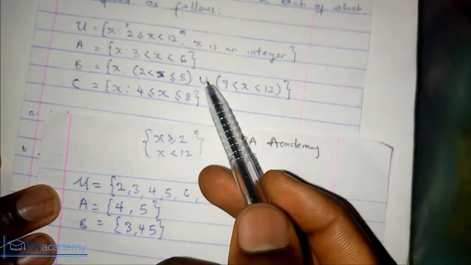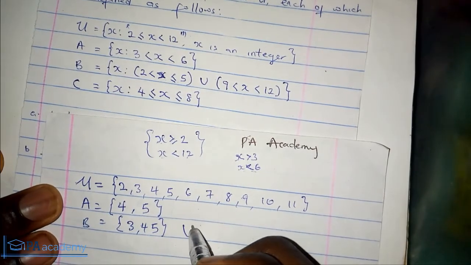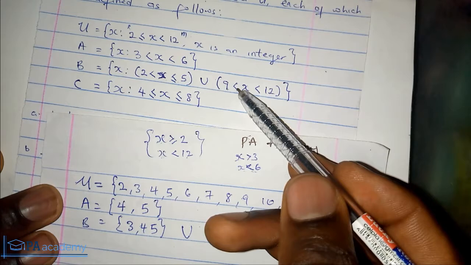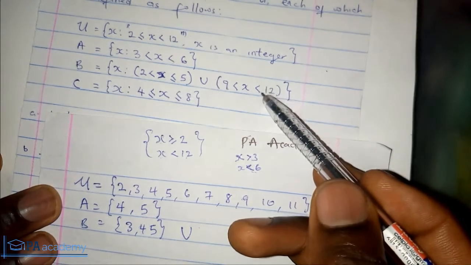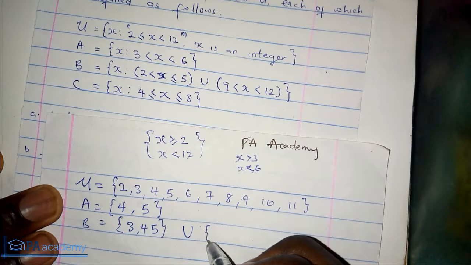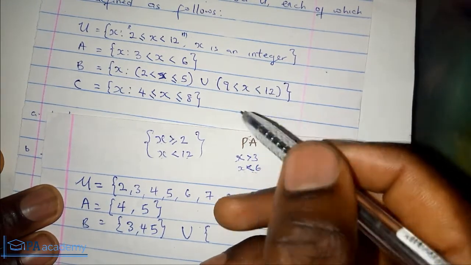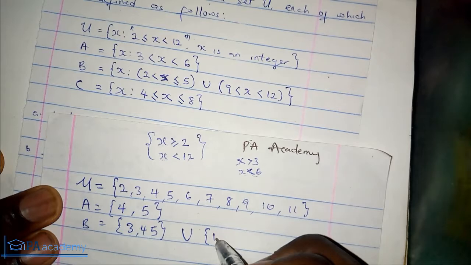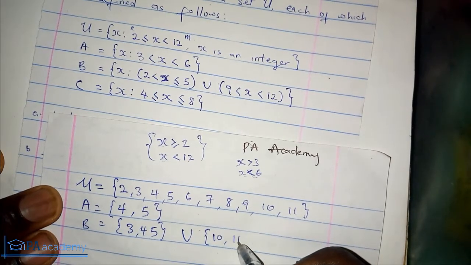But don't forget, there's also a union sign here. So let's put our union sign. We are still on B. 9 is less than x, and x is also less than 12. So that means our value for x, if x is greater than 9, we start from 10, 11.